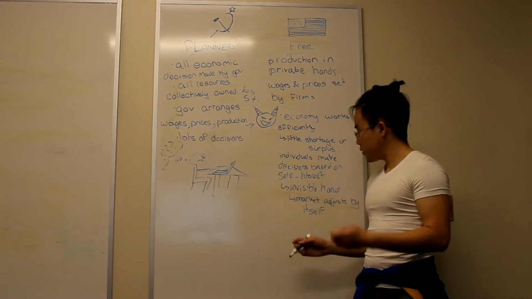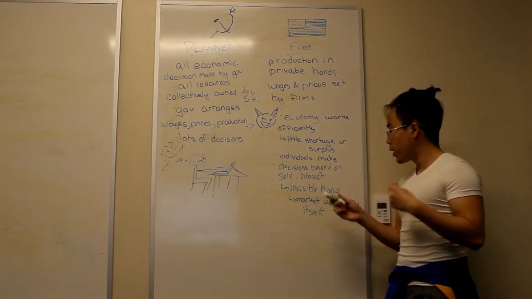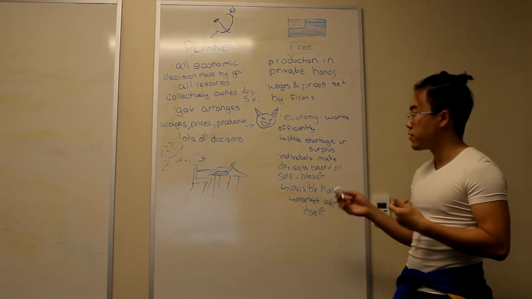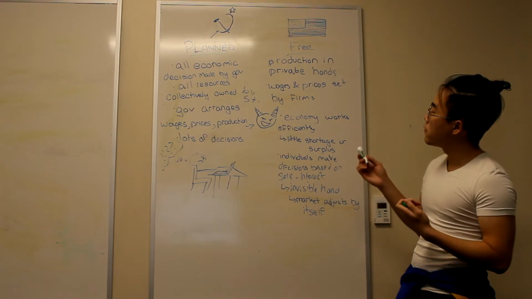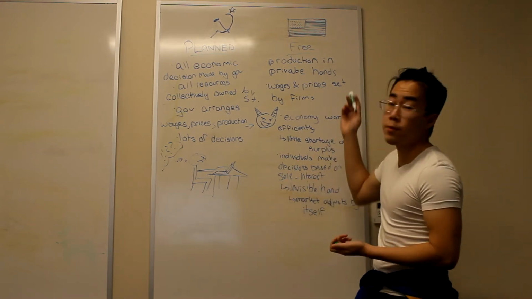So taking a step back into the broader perspective of things, markets will adjust themselves using the invisible hand, and thus is the reason why we have less surplus and less shortages in the free markets.